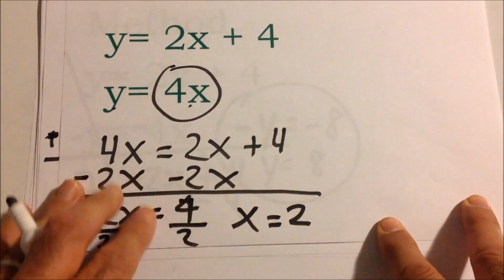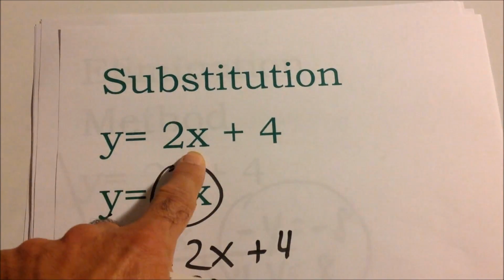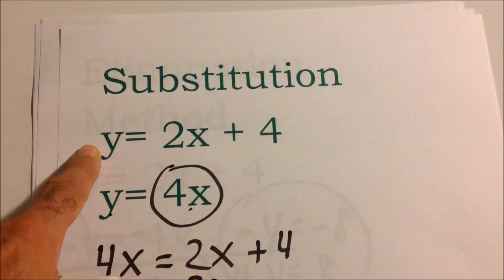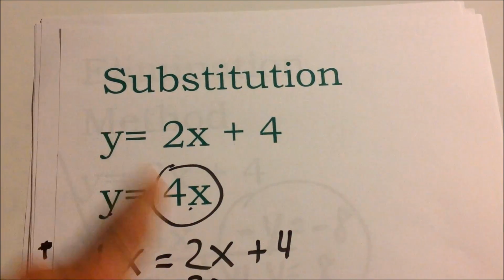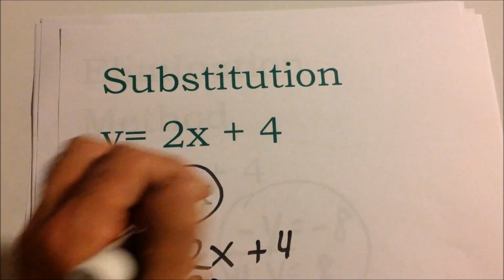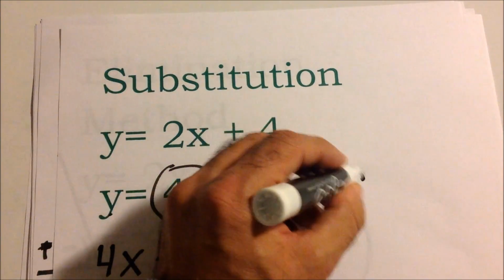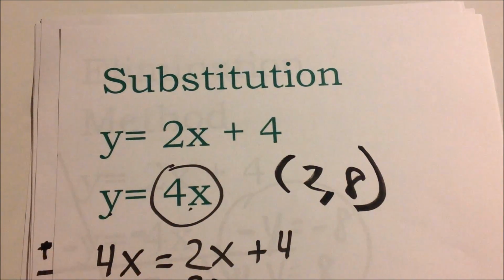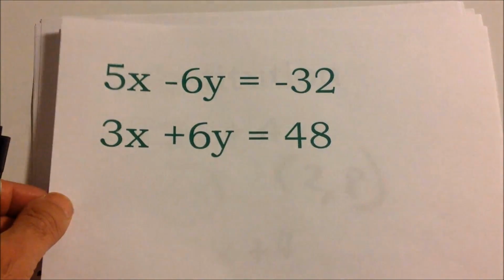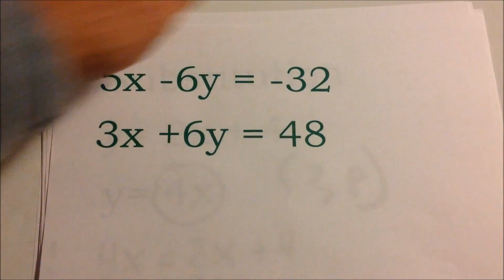Now that we know that x is 2, let's find y. What's 2 times 2? 4. 4 plus 4, 8. Let's see if it works for the other one. What's 4 times 2? 8. So just like when we graphed it, our answer is (2, 8). That's the substitution method. Let's look at a method we can do with elimination here.